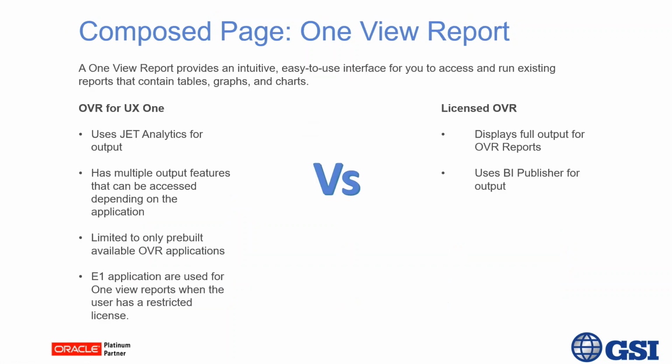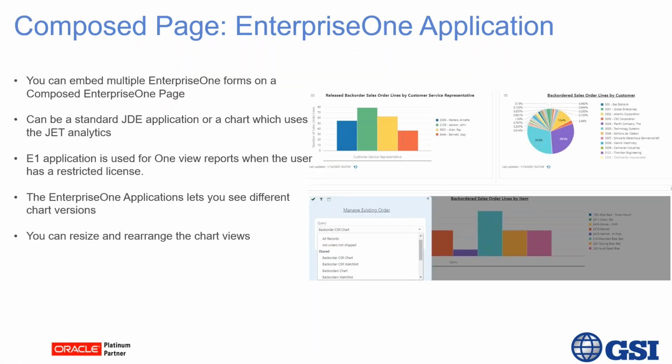The One View report on the compose page. Well, if you've got the licensed One View reporting, you can do a little bit more. You can drill down, you can use BI Publisher for output, and you can actually print it off. If you do not have a licensed OVR, you can still use the reports that are created out there, but you're a little bit more limited in your ability to print them out or see things out of it. The EnterpriseOne reports, you have a restricted license, you're kind of limited on what you can do. You can still see a lot of information, you can drill into it a bit, but as far as printing it, you can't do that necessarily.